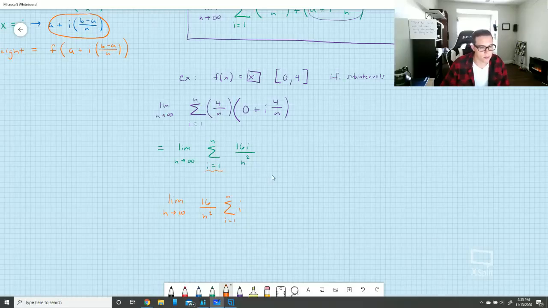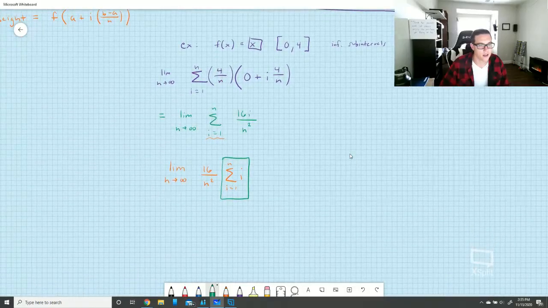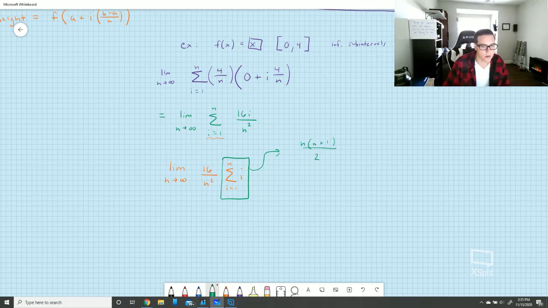Here comes the magic moment. We've seen this before. This was that lemma I showed you. We proved what this equaled using that identity. This is the same as n times n plus 1 over 2. We already proved that. So now I can just rewrite it like this, as 16 over n squared times n times n plus 1 over 2.